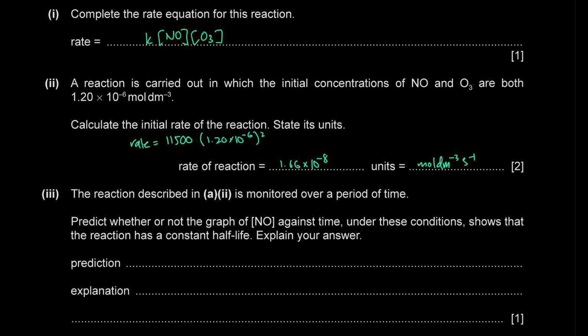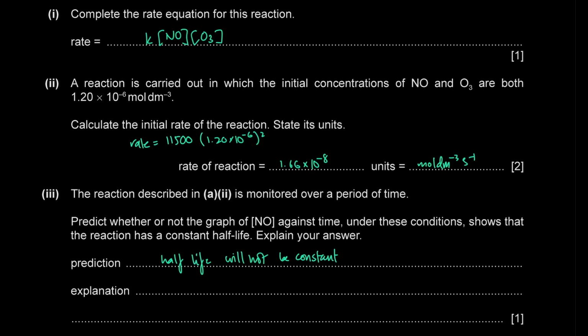If we were to use a large excess of ozone, then we can assume that the concentration of ozone doesn't change with time, and therefore we can monitor the effect of only nitrogen monoxide. But here we're not using a large excess of ozone. So the prediction here would be that the reaction would not have a constant half-life, because it's not only nitrogen monoxide that's affecting the rate. So the half-life will not be constant.